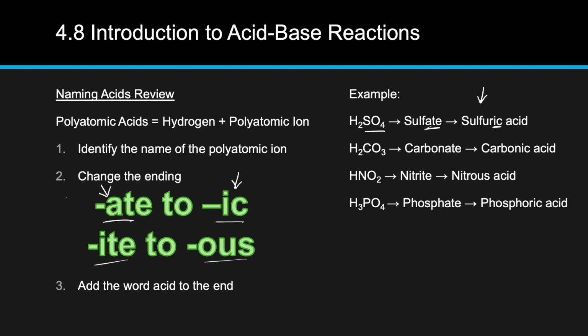Then we have H2CO3, which has CO3 2 minus, or carbonate. Carbonate gets changed to carbonic acid, and that would be our name. HNO2 has NO2 minus, which is nitrite. So nitrite changed to nitrous acid. And then finally, we have PO4 3 minus in this acid, which is phosphate. So that's going to change to phosphoric acid. Same as sulfur, this one uses more than just the root of the word.